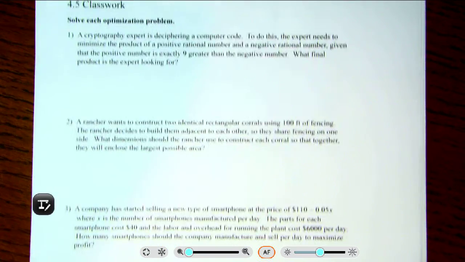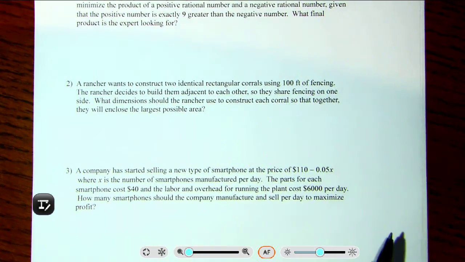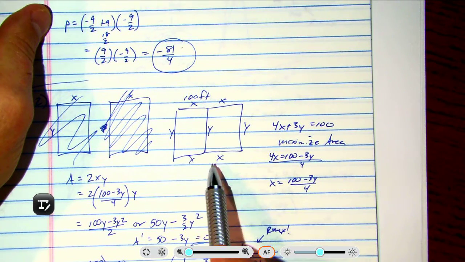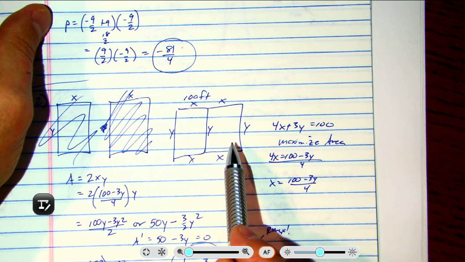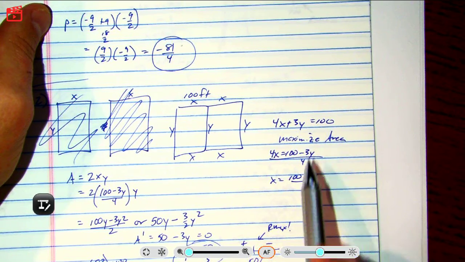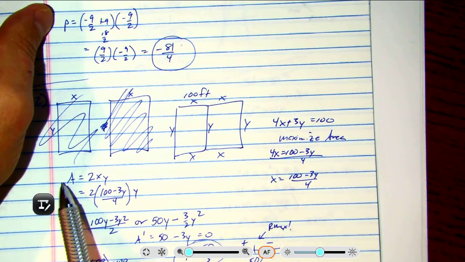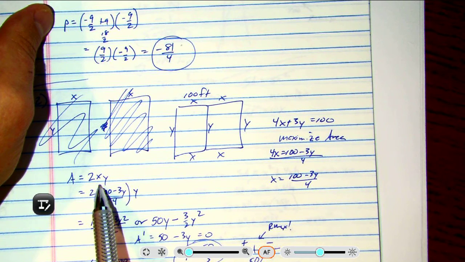For number 2, drawing the picture is the tough one here. So you have 4 of these x's and 3 of these y's for the perimeter, but then you know that the actual area is 2 times x times y. Okay, so you have the perimeter.